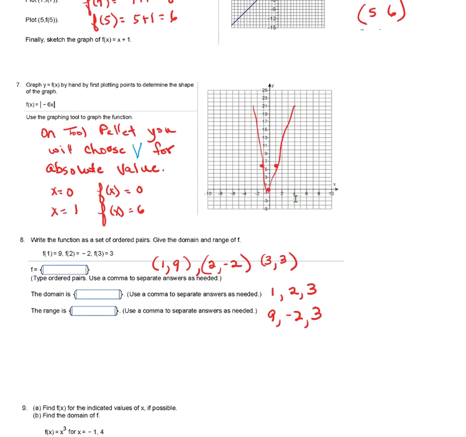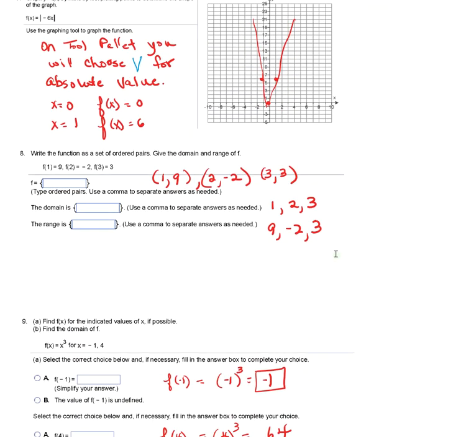So number 7, you've got f of x is absolute value of negative 6x. Well, when you go into the tool palette, you'll choose the V for absolute value. And then you can still pick two x values. So if x is 0, you're going to be at 0. If x is 1, negative 6 times 1 is negative 6, but the absolute value is 6. So you've got 1, 6, and if you did negative 1, you'd still be at 6. So you have those 2 points there, but it should graph at that point.